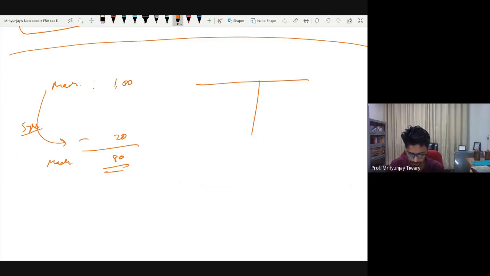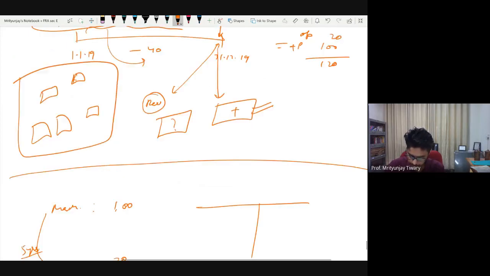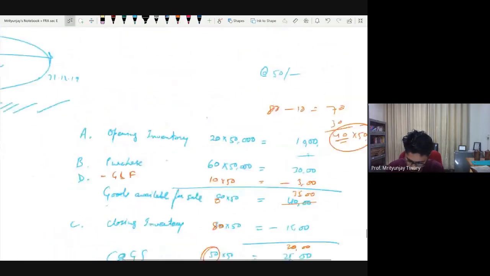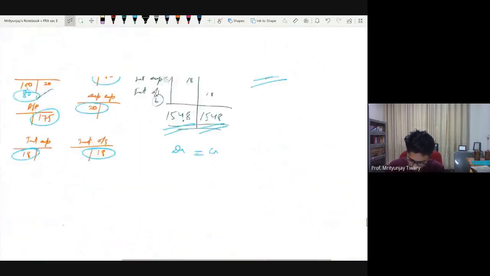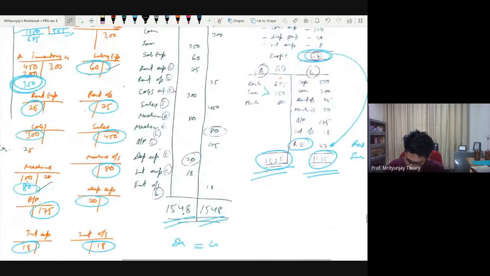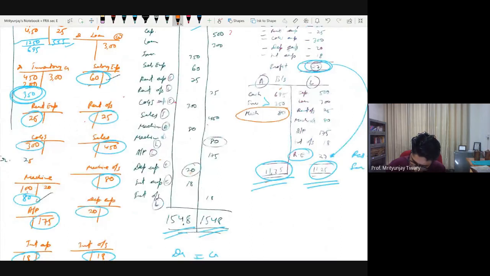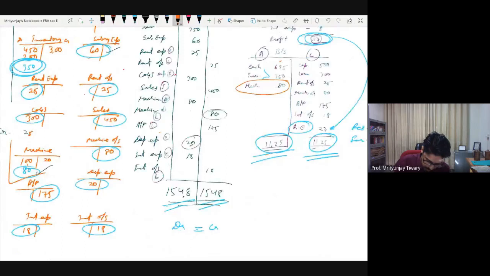If you remember the example, good. If not, then this is what we did. Let me just scroll back, in case you are wondering whether I'm making things up. You see here this machinery of 80 lakhs. Go and check its T account. This is the T account of machinery here.